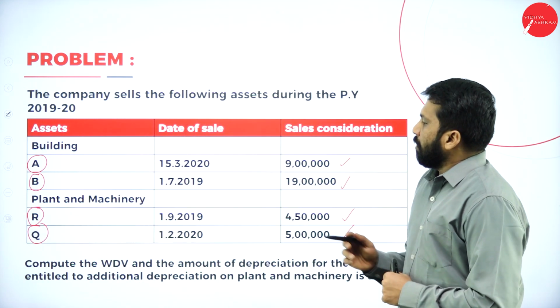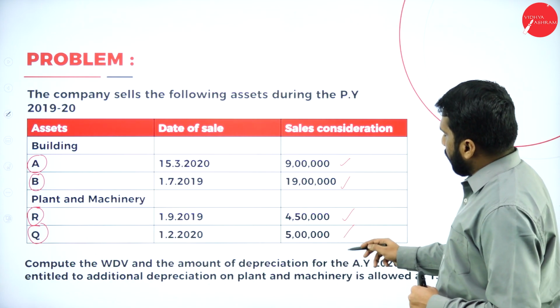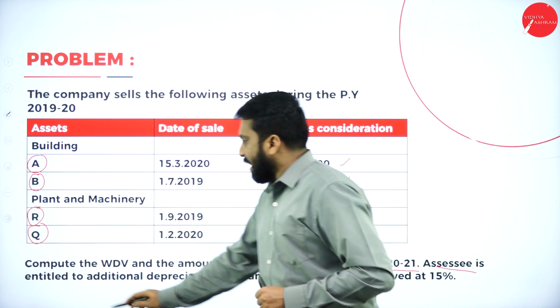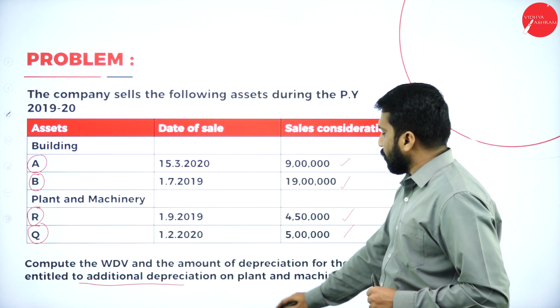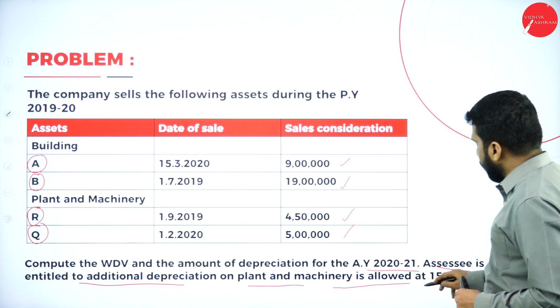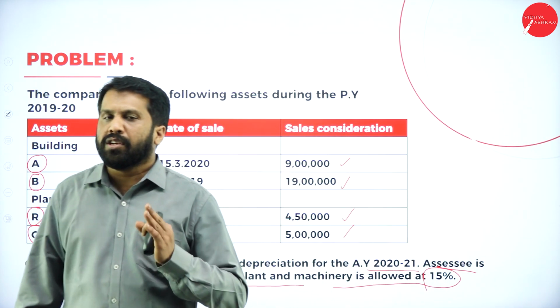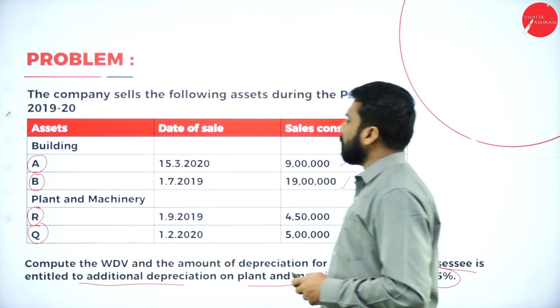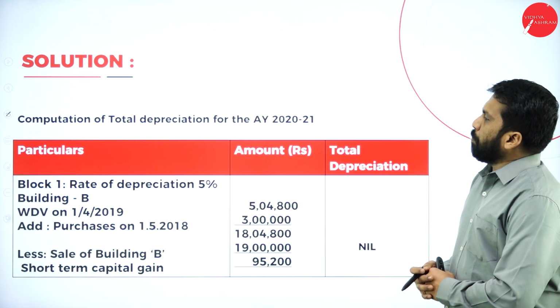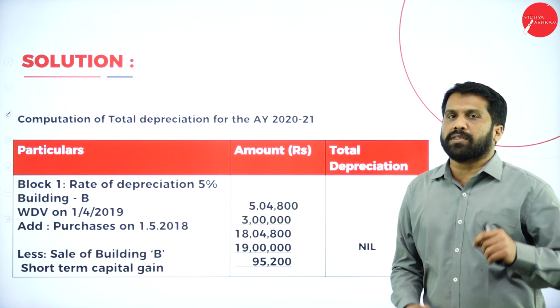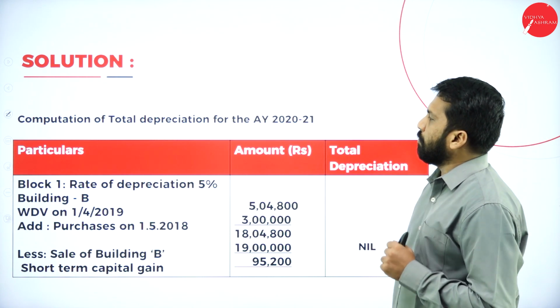Now, compute WDV and the amount of depreciation for the assessment year 2021. Assessee is entitled to additional depreciation on plant and machinery, allowed at 15%. These are the information you have. Now, computation of total depreciation for the assessment year 2020-21.